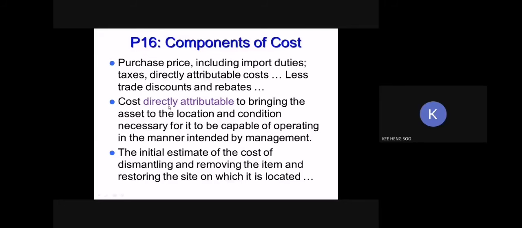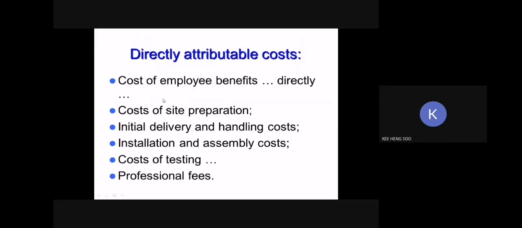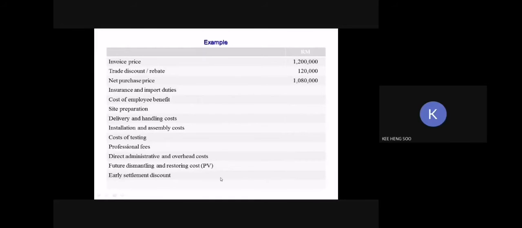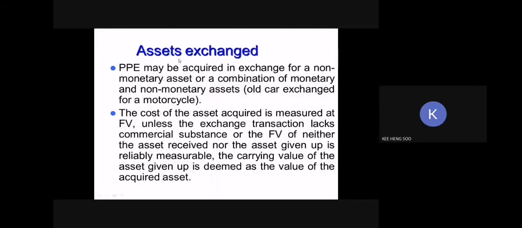You add up together. Now, what is a directly attributable cost is given in the example here. Employee benefits including salary, preparing the site, delivery and handling, the cost of the machine from the port to the warehouse, installation, testing, professional fees. These are called directly attributable costs. Clear? Then this is the format for how you calculate the cost of an asset.